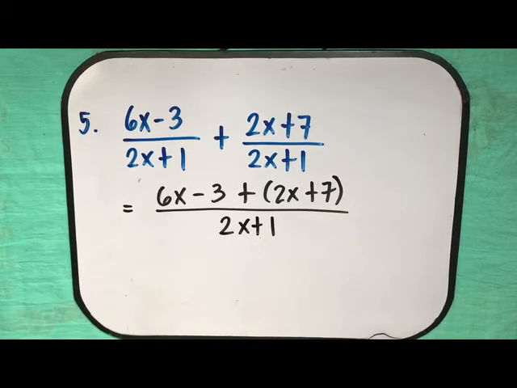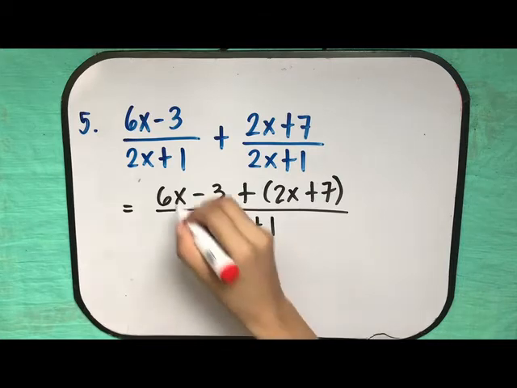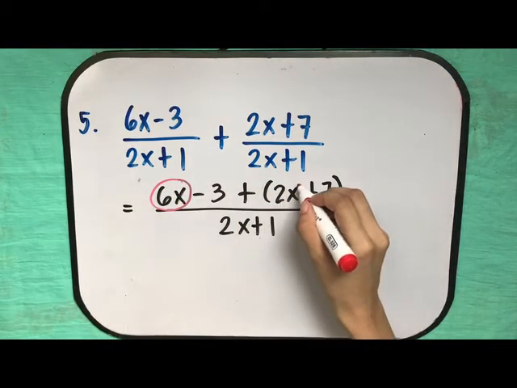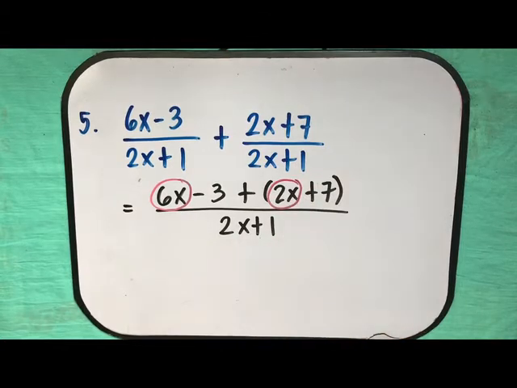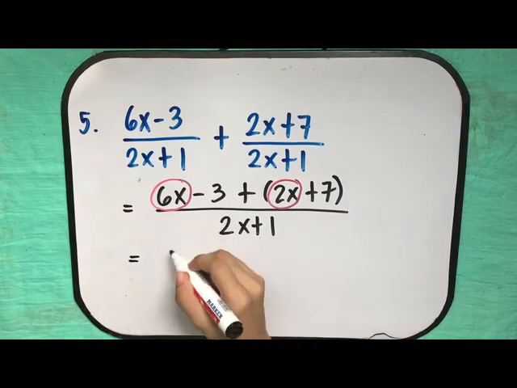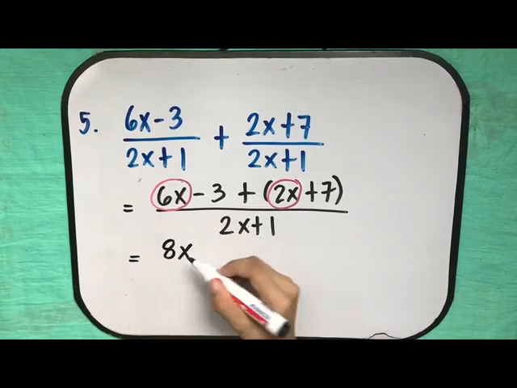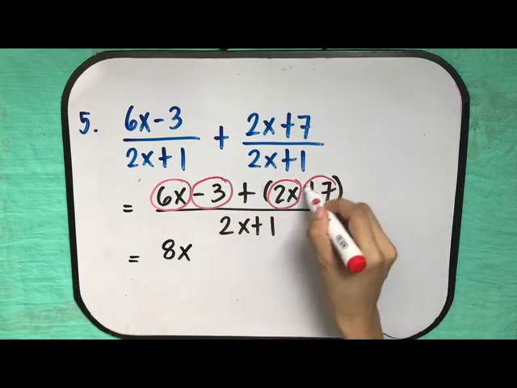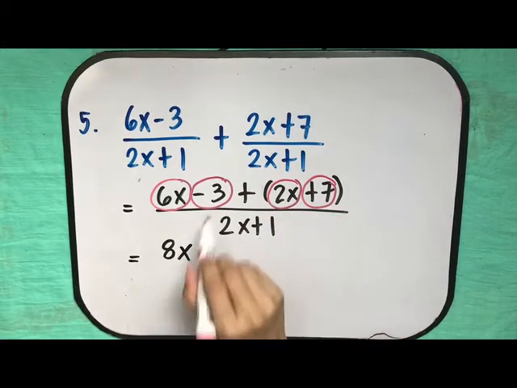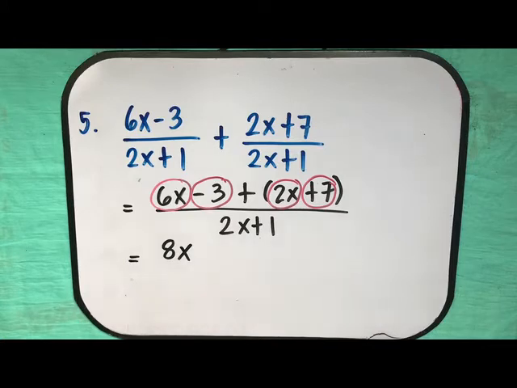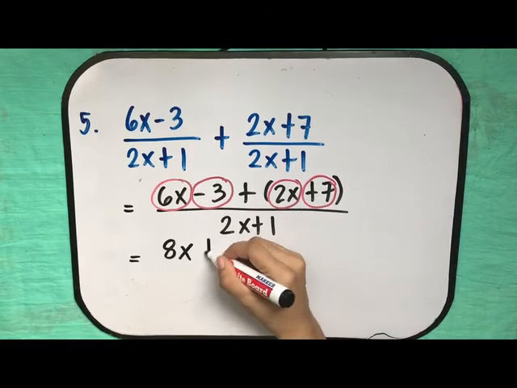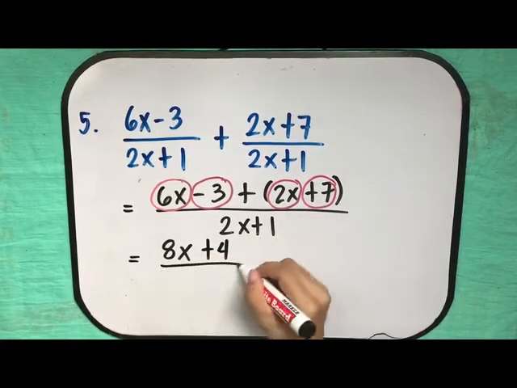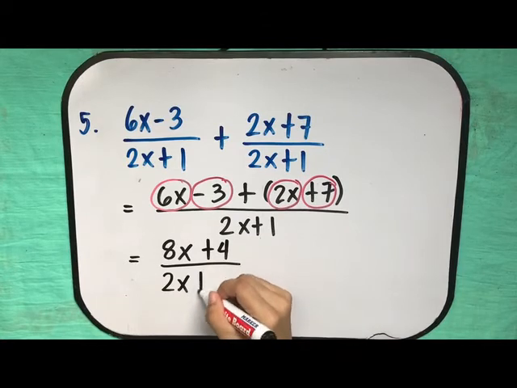Now, to add the numerators, just combine the like terms. So, 6x is the same as 2x. Now, we will just be adding 6x and 2x. We'll get 8x. And then, for the negative 3 and positive 7, since we have one negative sign, it means you have to subtract them. It will be 7 minus 3. We'll have positive 4. And then, copy the denominator, 2x + 1.